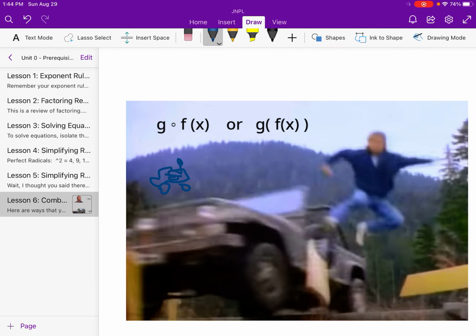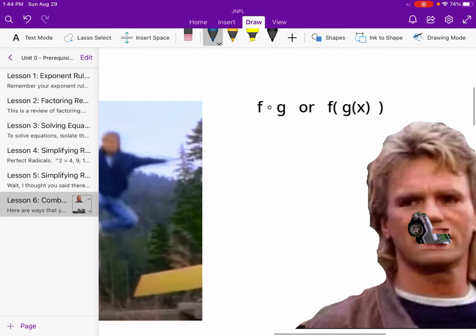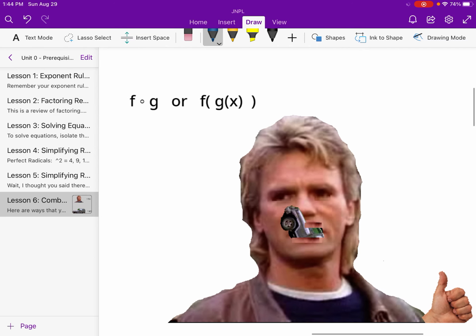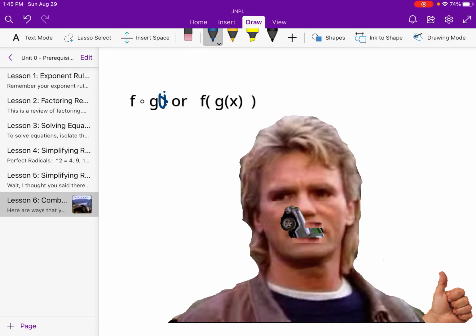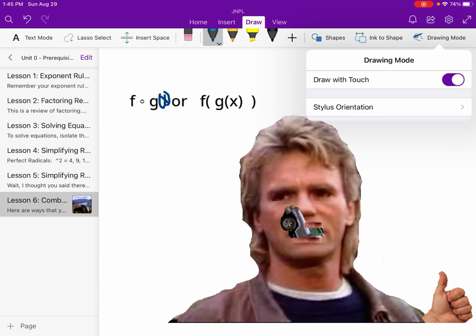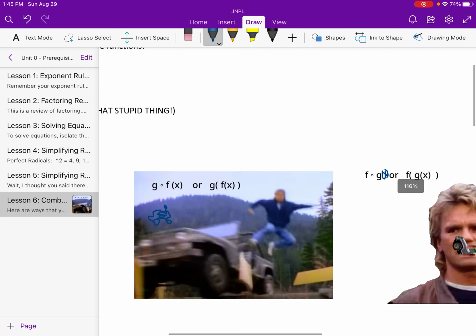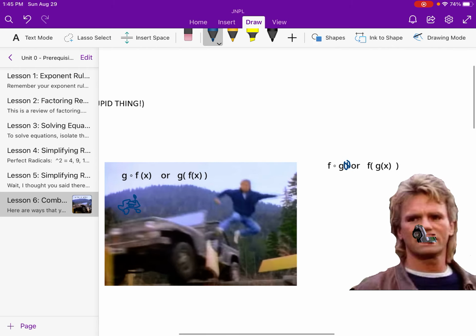And then, if it was the other way around, if the Jeep was in him, what would that mean? He ate his Jeep. And so that's f of g, or, well, actually, you might see it like this: f of g of x. And then, f of g of x. That's what that would be. So that's what that means. It just means that you put the other function in the x spot for it.